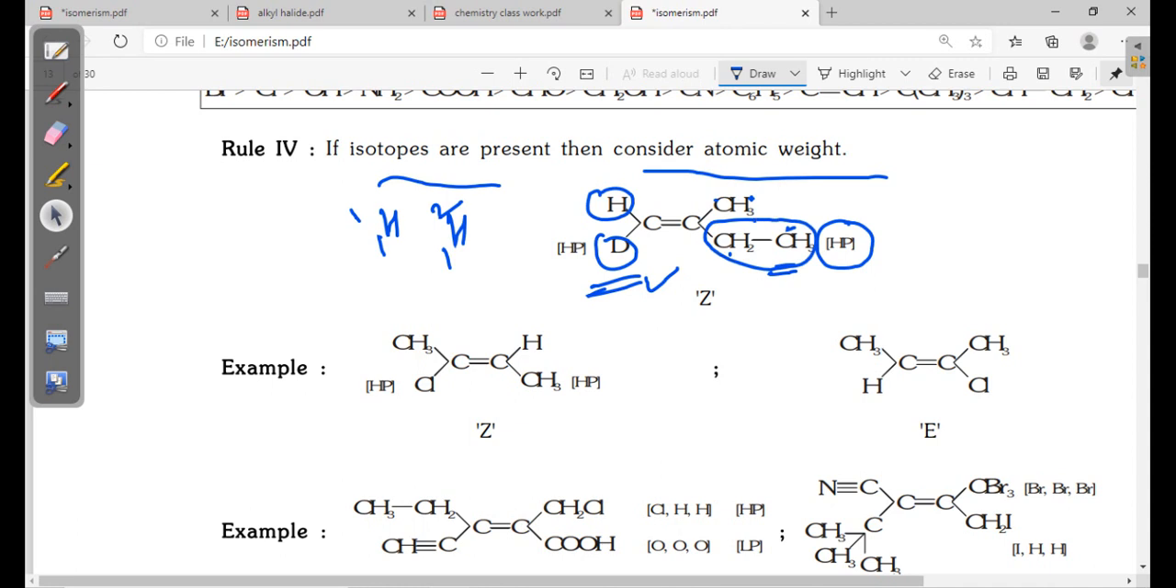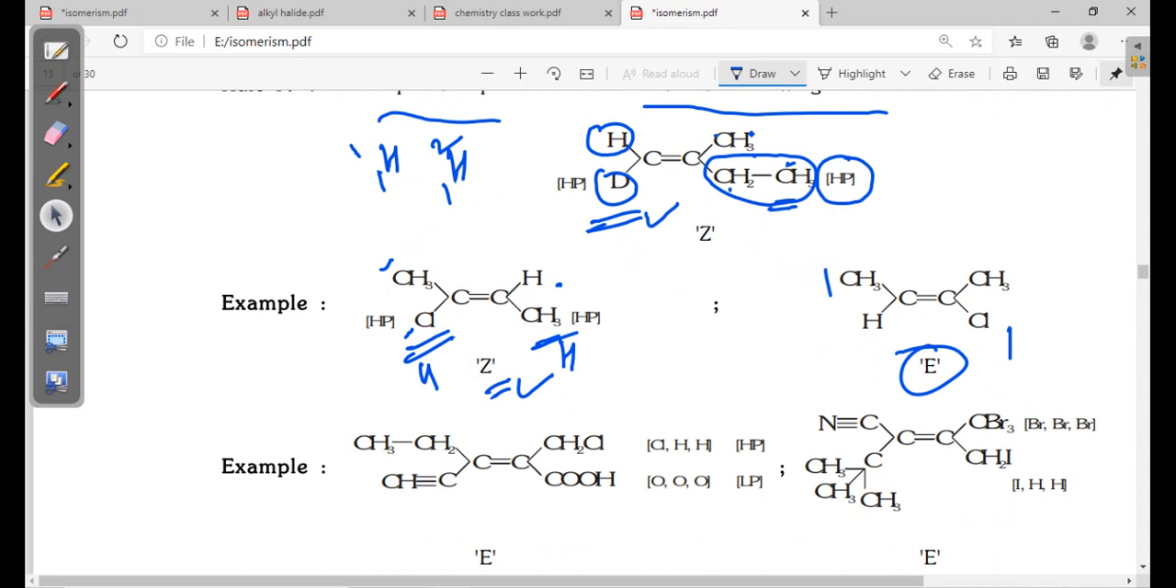Next, methyl and chlorine. Chlorine obviously has the higher atomic number. Hydrogen and methyl: methyl is the higher preference. High and high on the same side, so Z. Here methyl is the higher preference and chlorine is the higher preference, and they are opposite. So E, enemy. E for enemies.